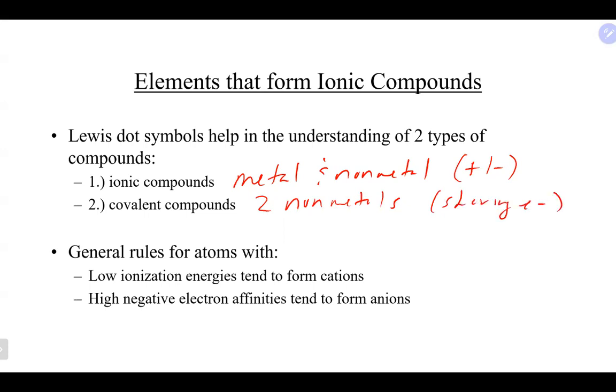So the general rule tells us, as we talked about, that things with very low ionization energy, which means you don't need to put a lot of energy in for them to lose electrons, will tend to form cations, which is again our metals. And those with high electron affinities, which again is the energy change that occurs when somebody gains an electron, will typically form our negatively charged anions. And again, those are usually our nonmetals.